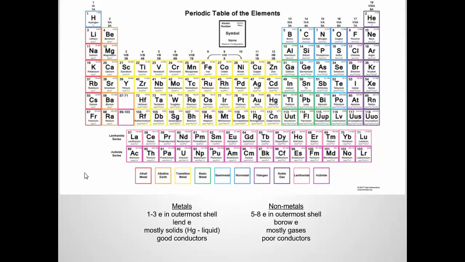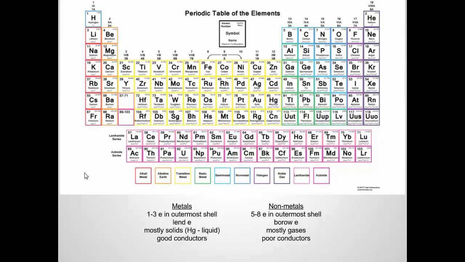Most metals, when they interact with other compounds, will lend or give away electrons, because they're trying to get rid of those 1 or 2 or 3 in their outer shell so that they can eliminate it and get to a full shell that's beneath it. Most metals are solids, although mercury is a liquid, it's a metal. And they're good conductors. They have other properties as well, but we don't need to go through all those details.